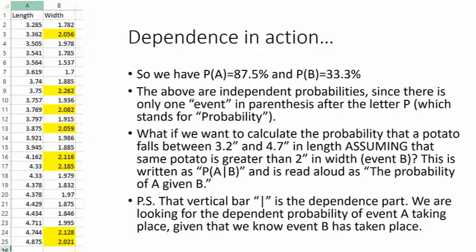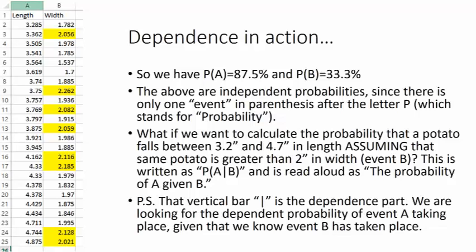What if we want to calculate the probability that a potato falls between 3.2 and 4.7 inches, assuming that that same potato has greater than 2 inches in width, event B? So we write this as a probability with a P, and then in parentheses, the A with a vertical bar, and that's on your keyboard, it's the shift key, and then that backslash is usually a vertical bar above that.